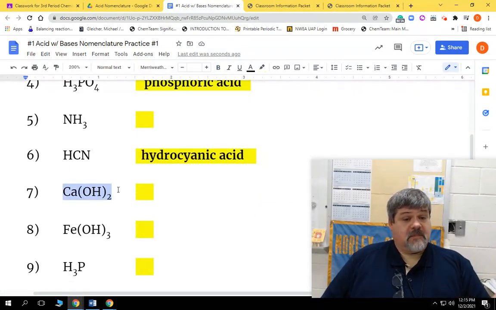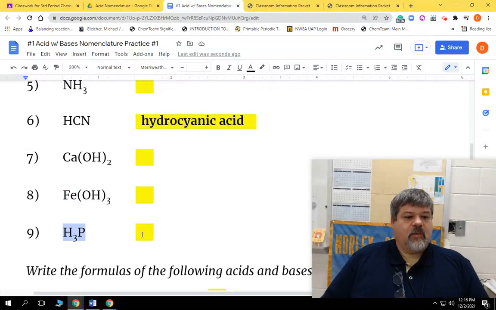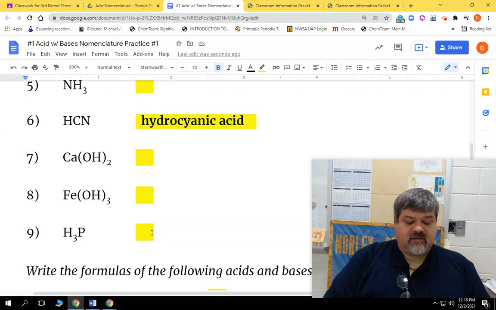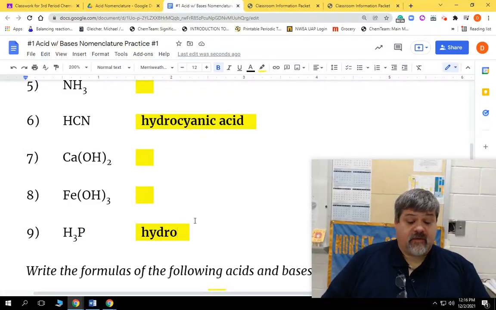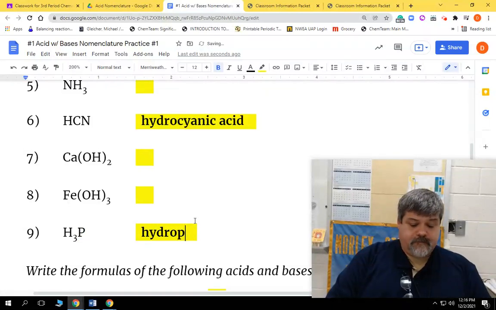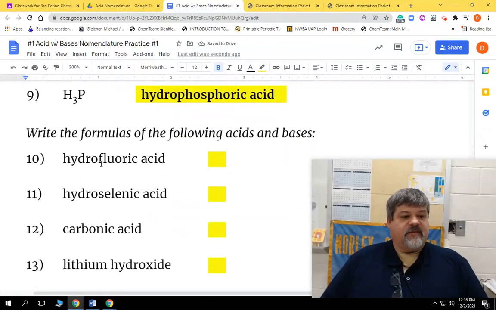That's the base. Again, it's a type 1 polyatomic ion, so we just name it calcium hydroxide. Okay, iron hydroxide, but it's going to be iron(III) hydroxide. So let's go to this one right here. We know there's no oxygen in it, so we're going to put hydro at the beginning. P is phosphorus, or the ion phosphide. So ide goes to ic, so this is going to be hydrophosphoric acid.